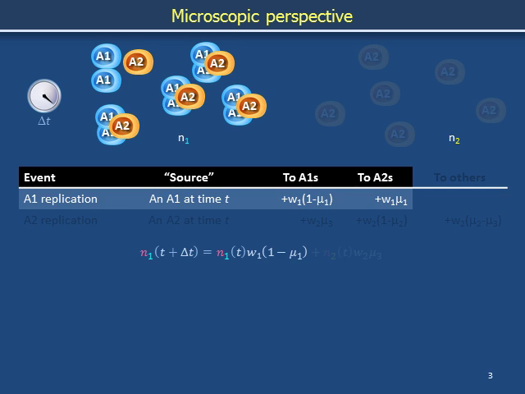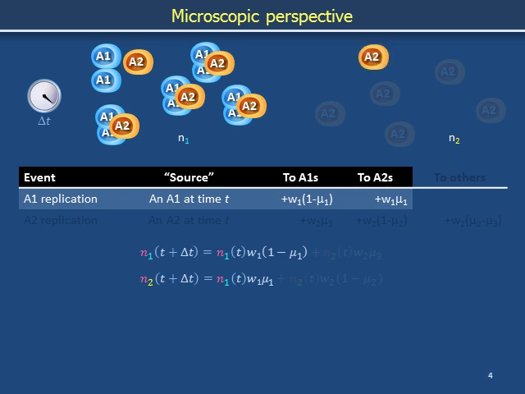In the same way, the portion of the population of cells with allele A2 at time t plus delta t, owing to survival and reproduction with mutation of cells initially having allele A1, is the size of the source population N1 of t multiplied by W1 mu1.